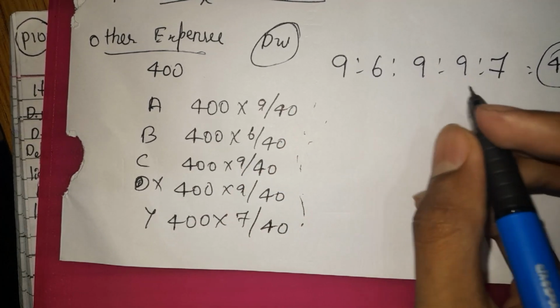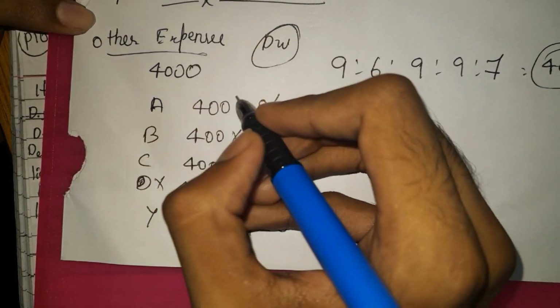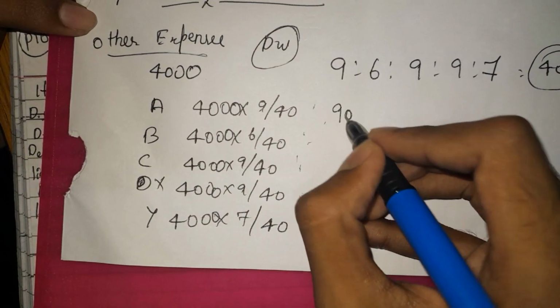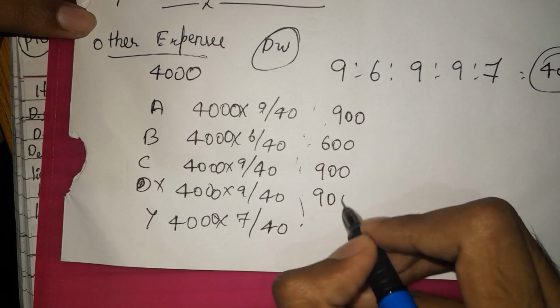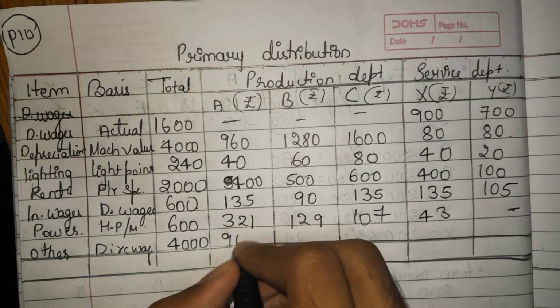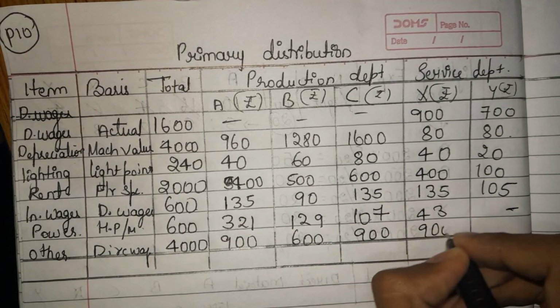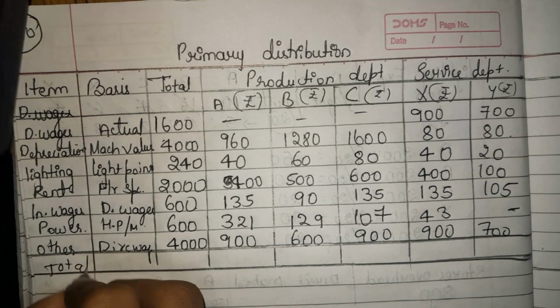So the amount whatever you get, so direct wages is, other expenses 4,000, sorry. So 4,000, not 400, 4,000. So here you will get 900, here you will get 600, 900, 900 and 700. So that amount I will be writing over here. Now after that we need to add everything. That time we will get the total.